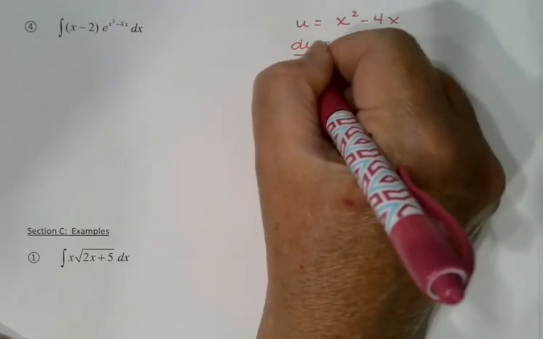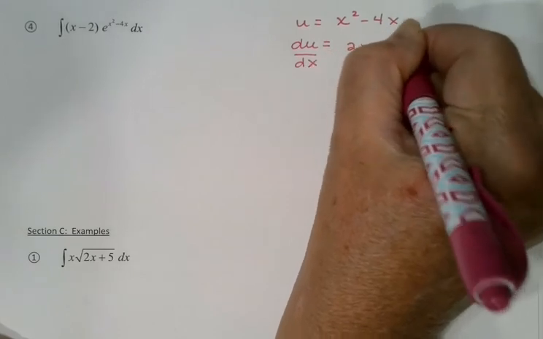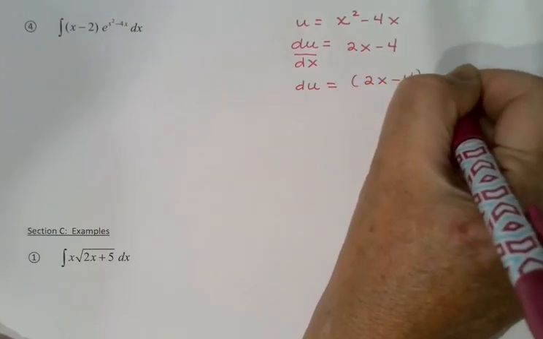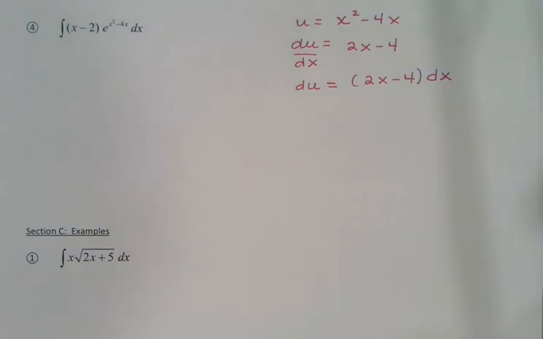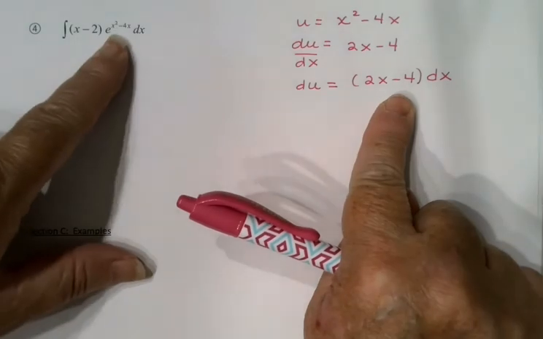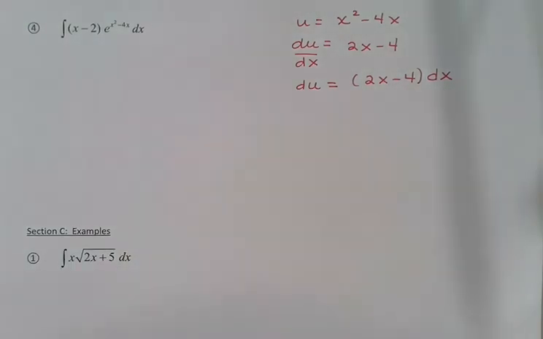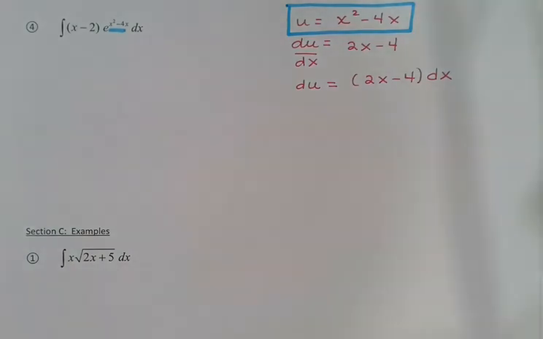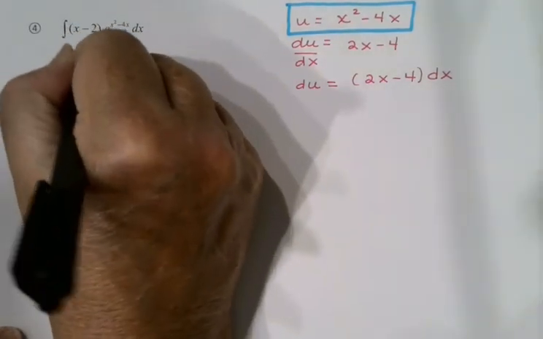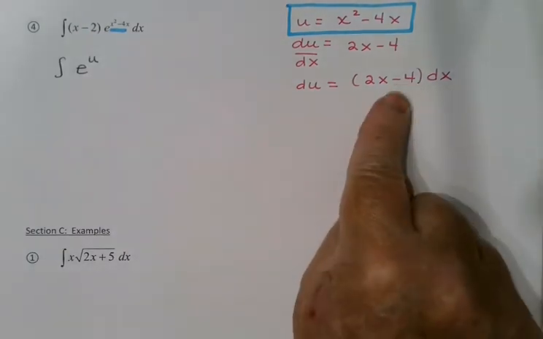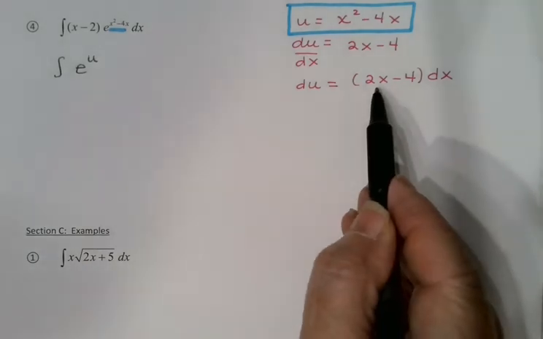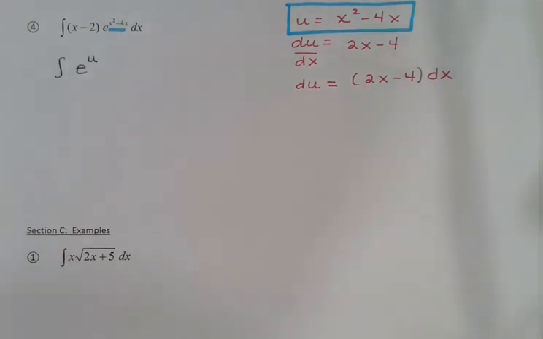That would mean du dx is 2x minus 4. And du is 2x minus 4 dx. As I look at this, I can see this is just going to become e to the u. That's no problem. But I don't quite have 2x minus 4 dx. Instead, I have x minus 2 dx. Well, being good algebra students, I'm sure you've already recognized that if I factored out the 2, I would get the x minus 2 that I need. So let's go back and do that.